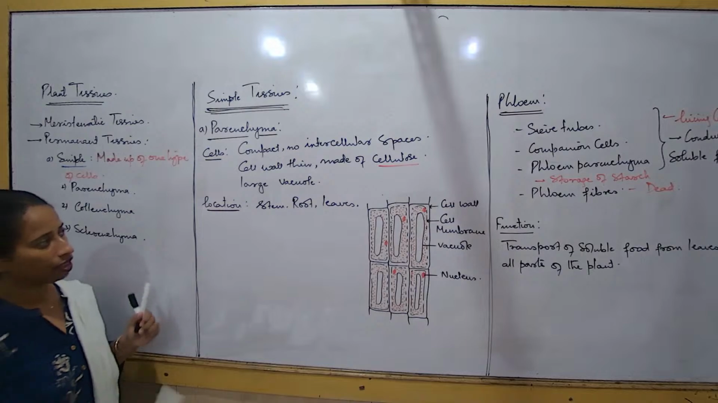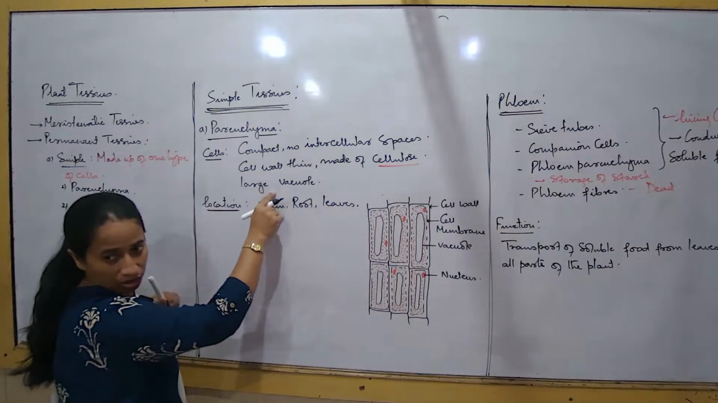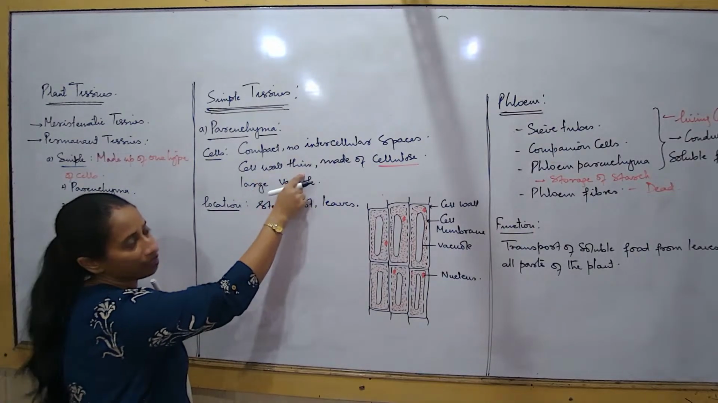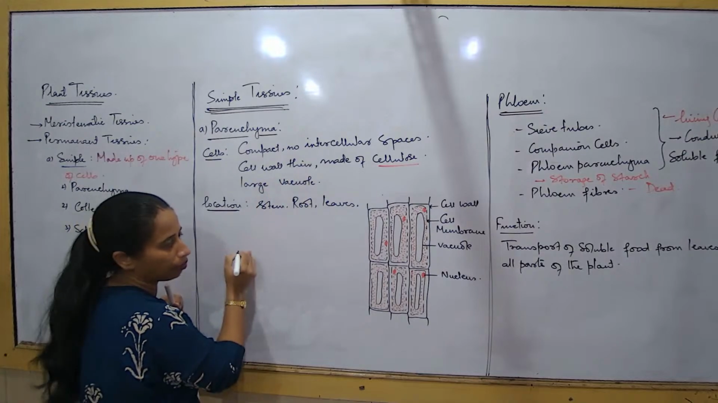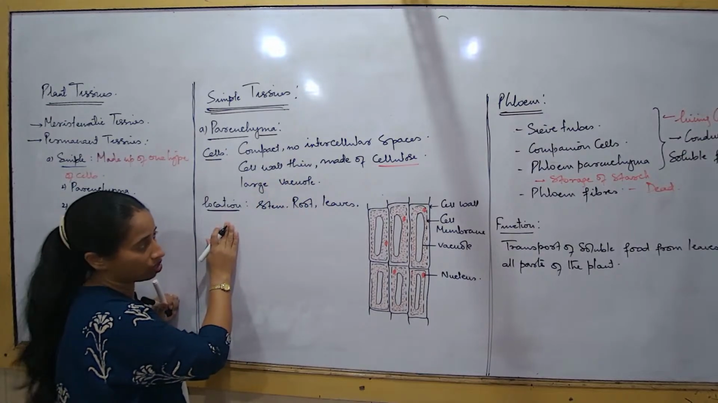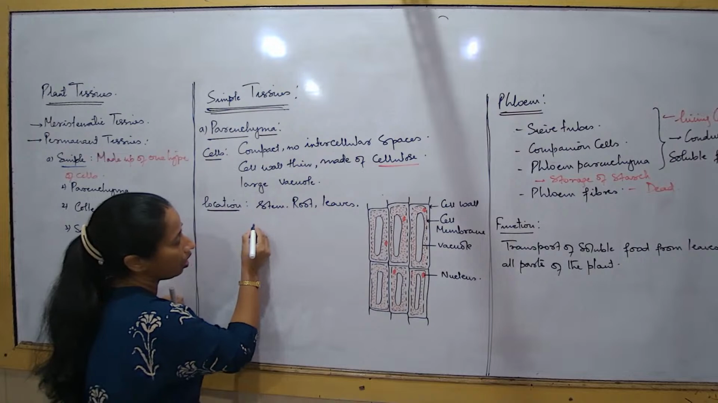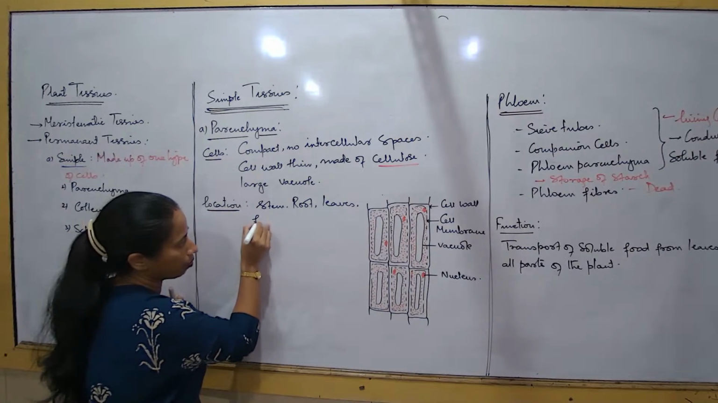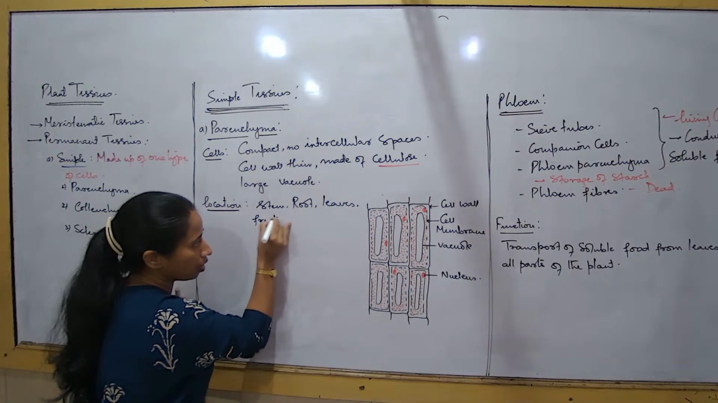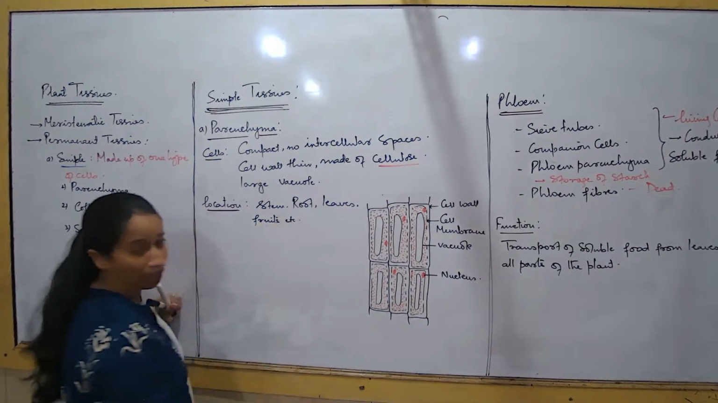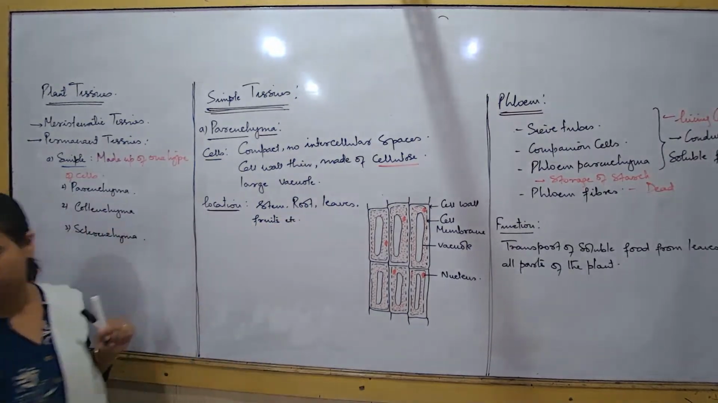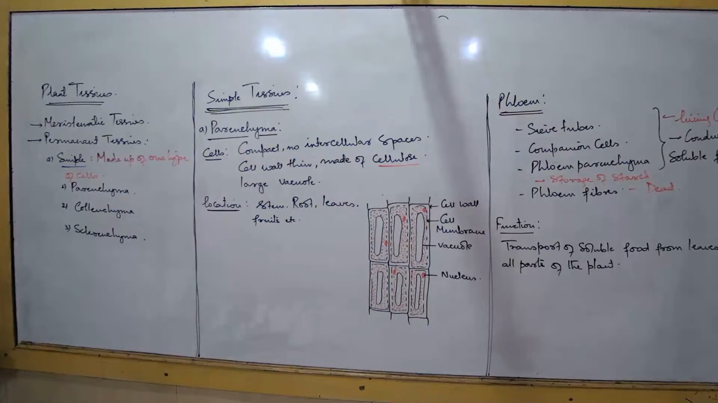So we are talking about the features: cell wall thin, large vacuole. The location: stem, root, leaves. You may say that it forms the fruits, it forms the seeds, etc. Potato is a very good example of parenchyma, beetroot, carrot, very good examples. Stem and root are all examples of parenchyma.